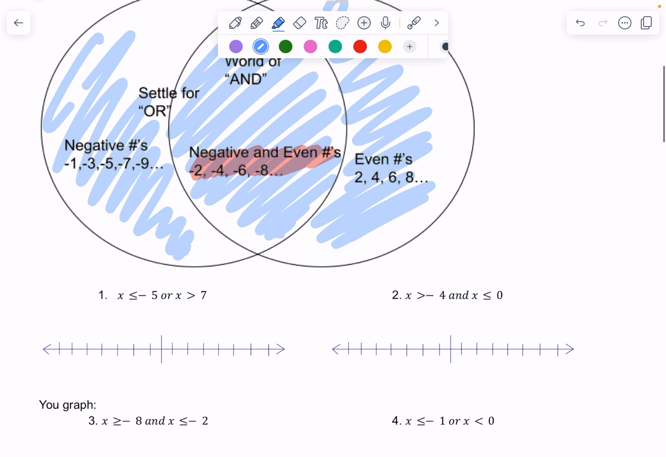So let's try some things out. Let's do one at a time. I have x is less than or equal to -5. So if I have my 0 here, go 1, 2, 3, 4, 5, -5. I'm going to say that this is a closed dot because it's less than or equal to, and we're going to go in this direction.